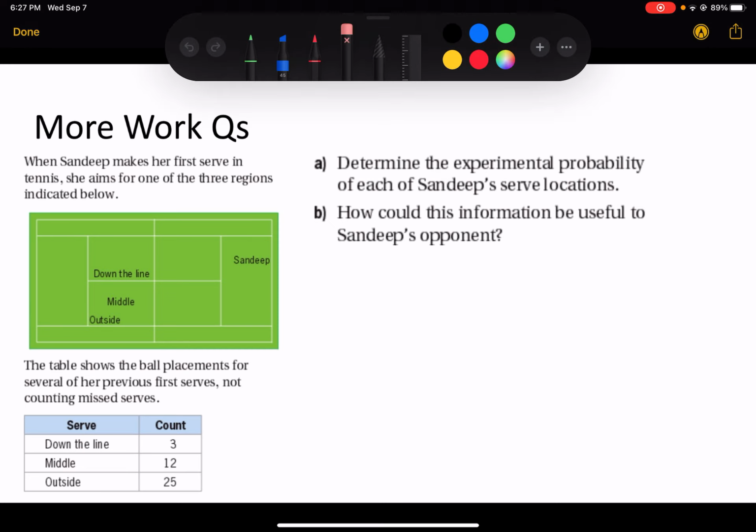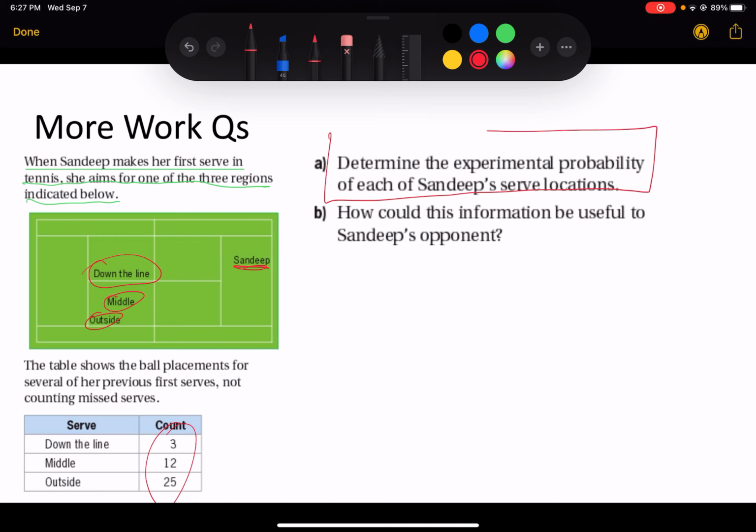When Sandeep makes her first serve in tennis, she aims for one of the three regions indicated below. These regions are down the line, middle, outside. That's Sandeep, where they're standing. The table shows the ball placements for several of her previous first serves, not counting missed serves. So it doesn't count missed serves. Determine the experimental probability of each of Sandeep's serve locations.